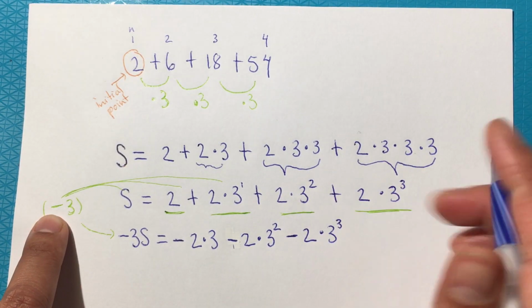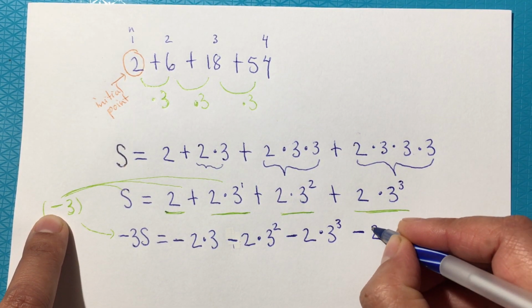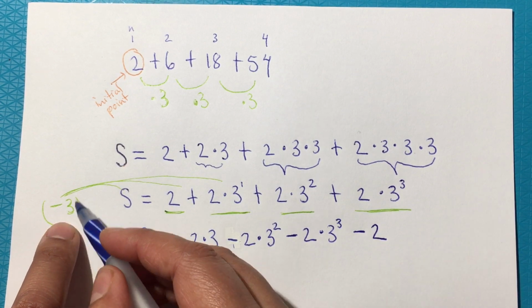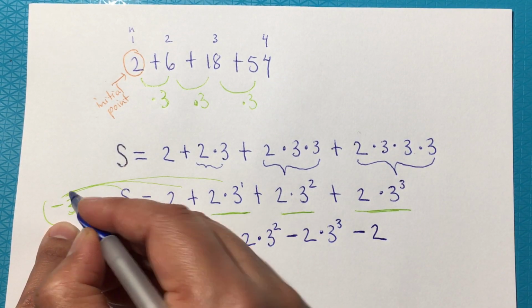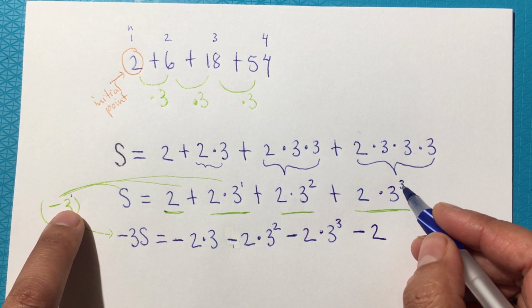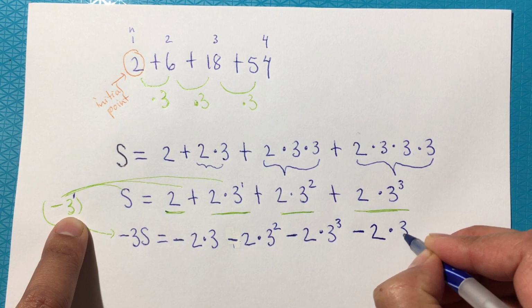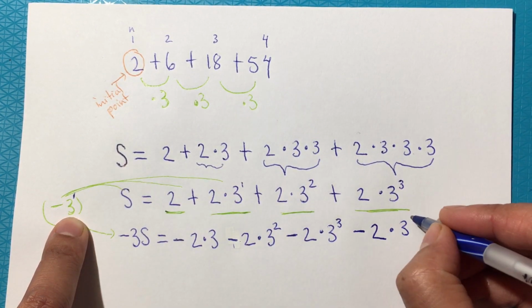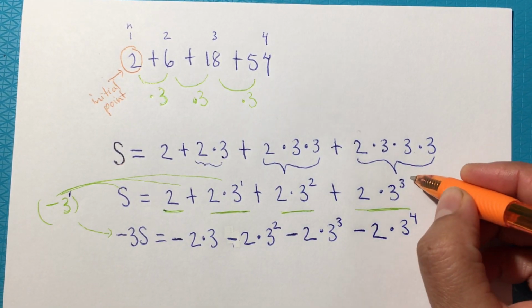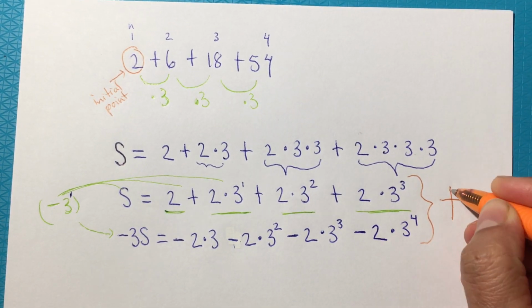Again, negative times positive is negative. Bring down the 2. These are the same base. And remember that when we have powers in multiplication, you keep the base, but add the exponents. And there is a 3 right here, so times 3 to the 3 plus 1, which is 4. And so now I'm going to get these two and I'm going to add them.